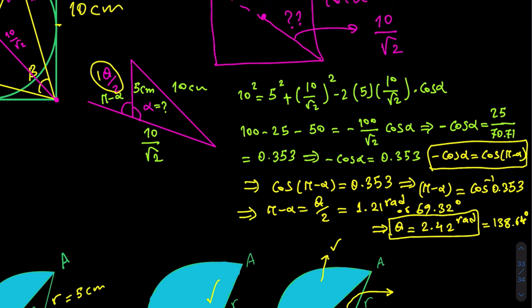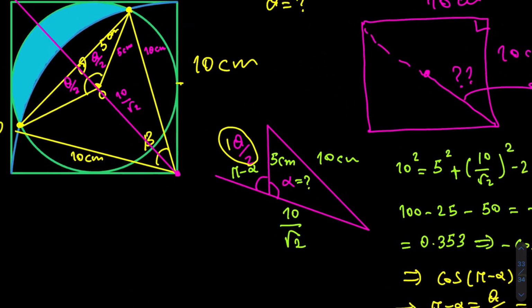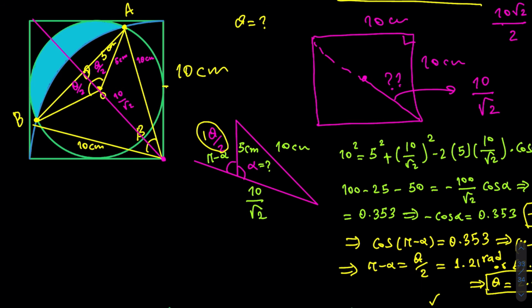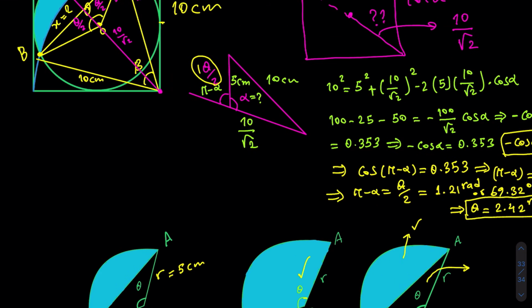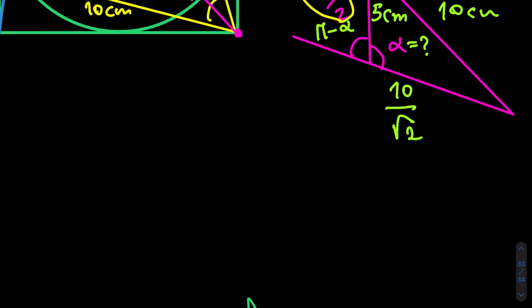So now we have found the angle. Again, we can apply the same law of cosine to find this side, the side AB, the line segment AB. We want to find the value of this. Let's call it X. Then we are dealing with this case. We have a triangle.